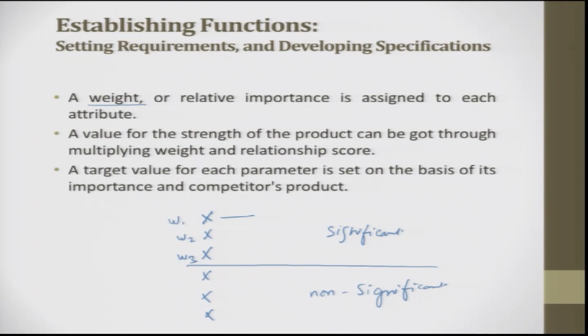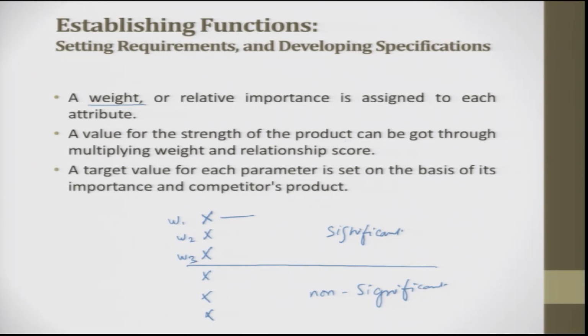For example, when you take a child's diaper, is the softness important or the water absorption capability important? Both are important. First comes water, then comes the softness. If you have a soft diaper, but not a water absorbing diaper, then it leads to the failure of the product. So, here a weight or a relative importance is assigned to each attribute.